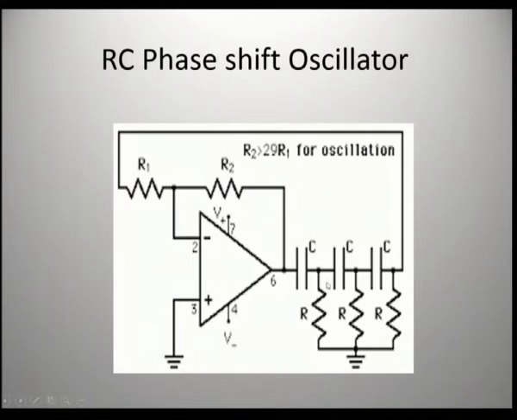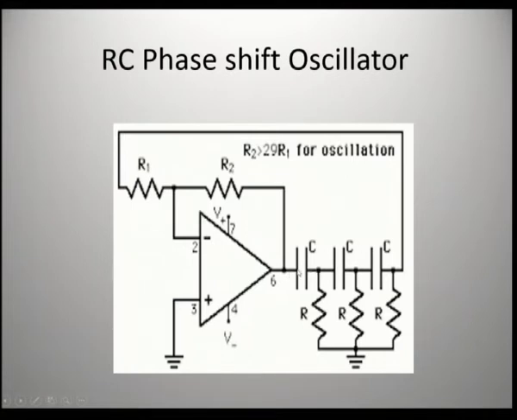The capacitors are connected alternately, and the resistors are connected in the shunt arm. So, this is the circuit of the RC phase shift oscillator. This is the feedback circuit and this is the amplifier circuit. We know that for the inverting amplifier, the input and output have a phase difference of 180 degrees, and this feedback circuit must produce another 180 degrees to satisfy the Barkhausen criteria.